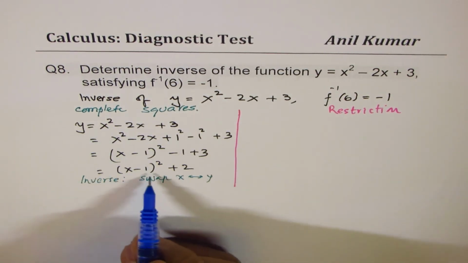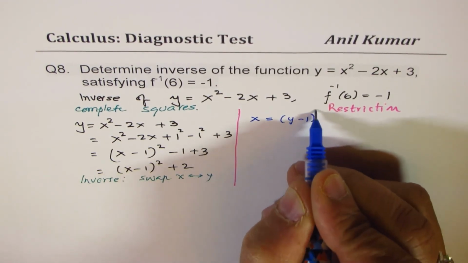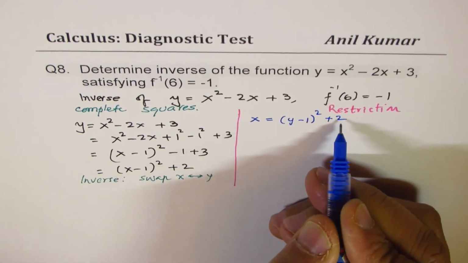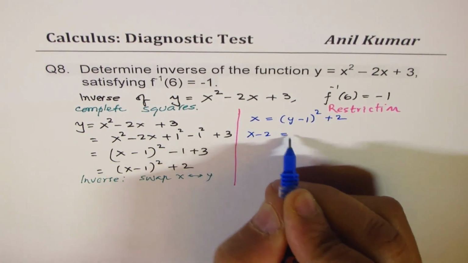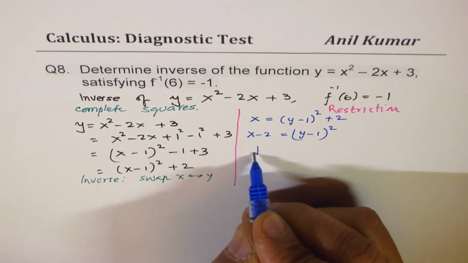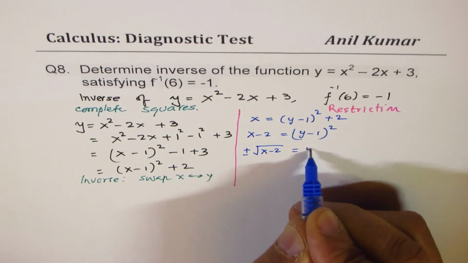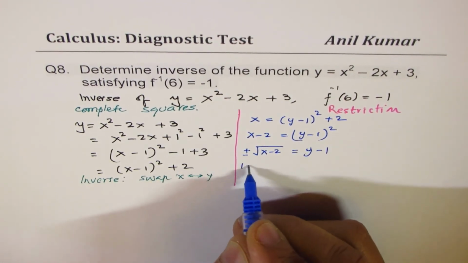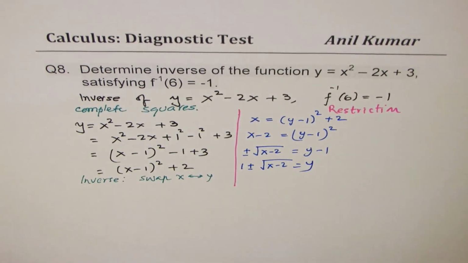So when you swap x and y, you get x equals (y minus 1) whole square plus 2. Bringing 2 to the left side gives us x minus 2 equals (y minus 1) whole square. Now square root it. So square root of (x minus 2) gives you plus or minus (y minus 1). Bring 1 to this side: 1 plus or minus square root of (x minus 2) equals y.